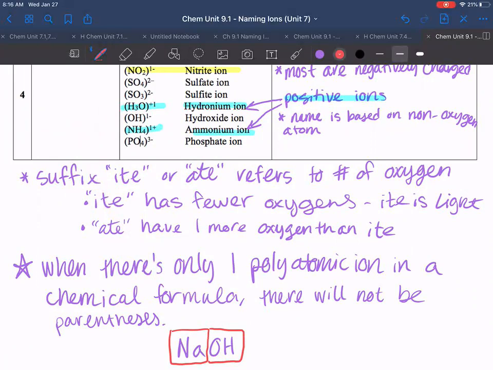Versus if I were to do calcium, I'll do it with the same color here. What it would look like is OH in parentheses, with 2 of them. So what I'm showing is that if there's only one of the polyatomic ions, you drop the parentheses as well, okay? Any questions on that? I'm going to write hydroxide.